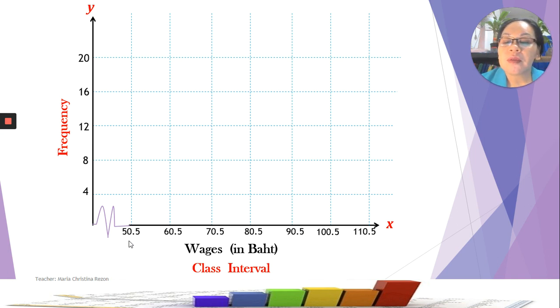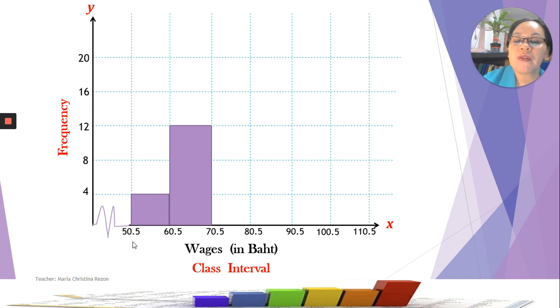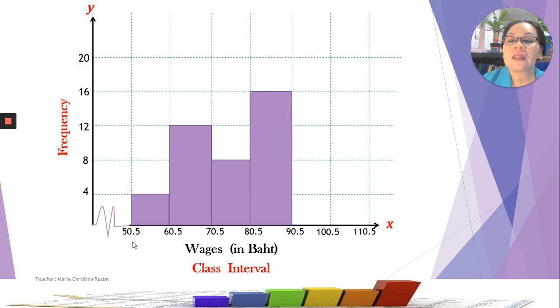So let's continue. We are now going to plot our frequency for each class interval. So the first class interval is 50.5 to 60.5, and we have 4. And then followed by 12 for 60.5 to 70.5. And then followed by 8 for the next class interval. And then 16 for the 80.5 to 90.5, and then 4 for 90.5 to 100.5, and then the last one has 6. So this is now your histogram.